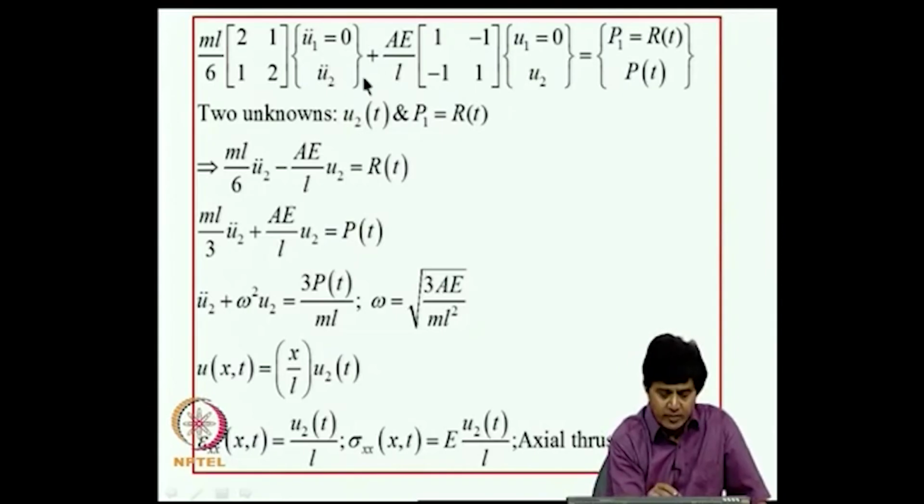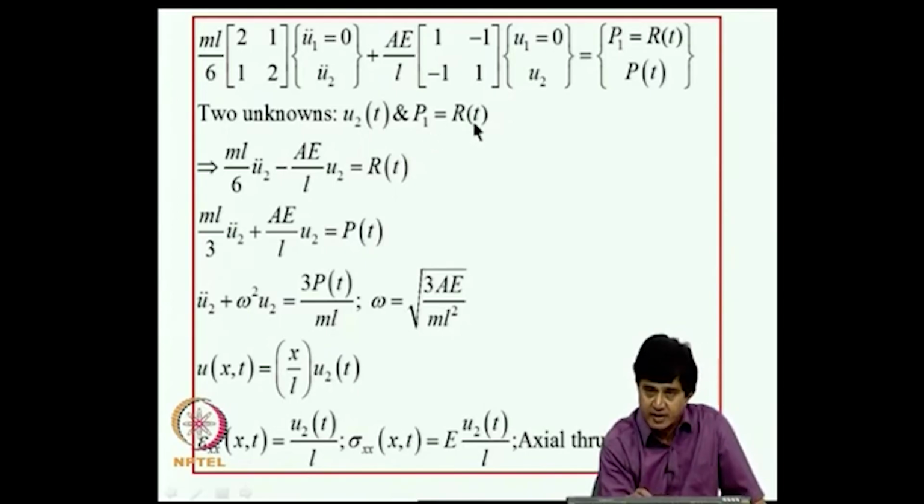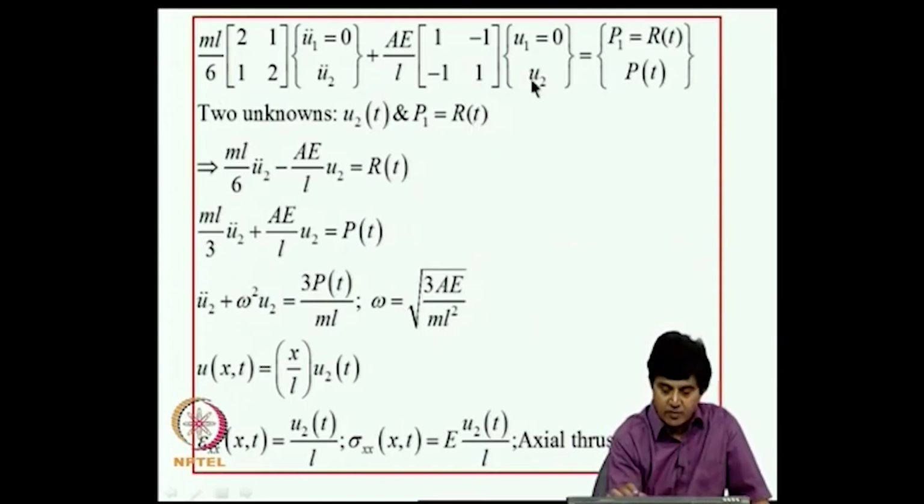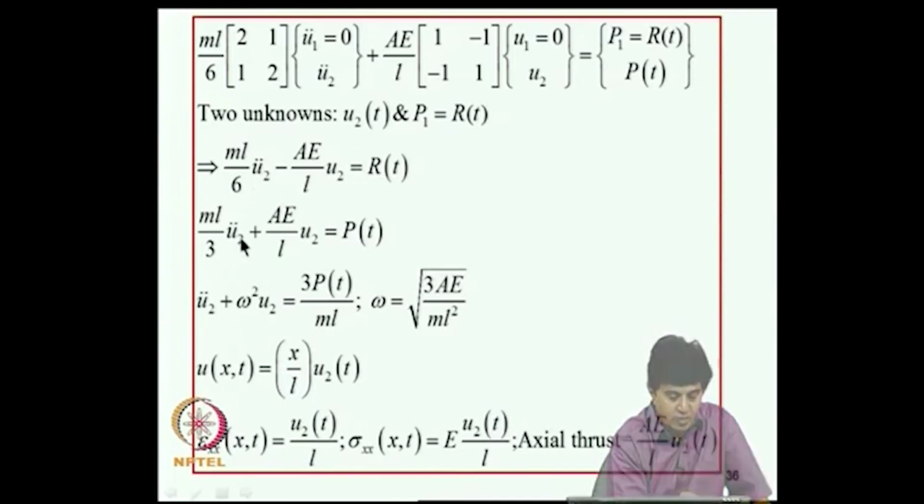So, there are essentially two equations for two unknowns. One equation is for the unknown nodal displacement u2 of t, the other equation is for the unknown reaction at node 1. Now, if you write the second of these equations, I get the governing equation for the unknown nodal displacement. Sorry, the first equation is the equation for reaction; I get reaction in terms of u2. The equation for u2 itself can be obtained by considering the second row here, and we get this equation. If you carefully look at the structure of these equations, it follows that first you need to find u2 of t using this equation and then substitute back into this to get the reaction.